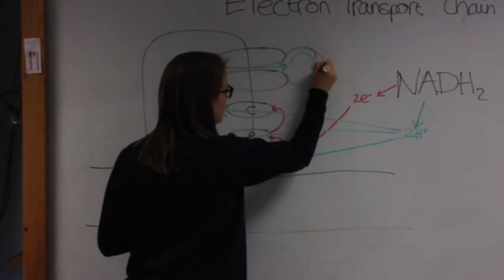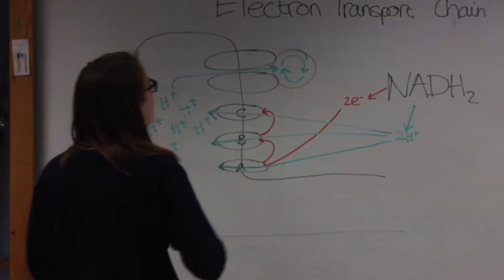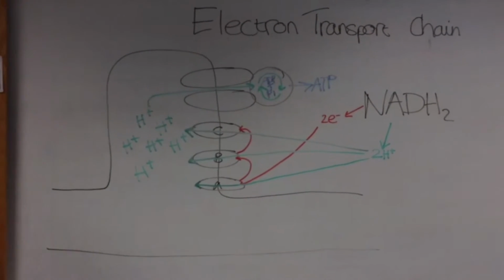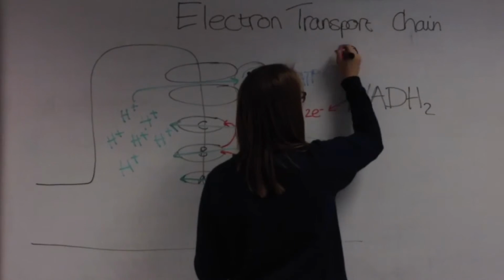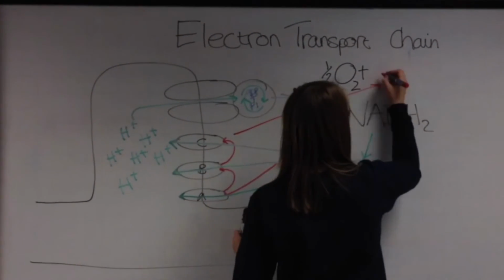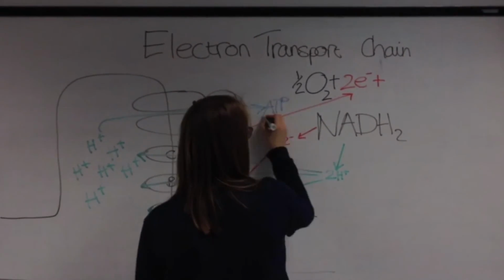This creates a proton motive force which rotates ATP synthase on the stalked particles, crushing ADP and a phosphate molecule to form ATP. The protons and electrons combine with oxygen to form water, as oxygen is the terminal electron acceptor.